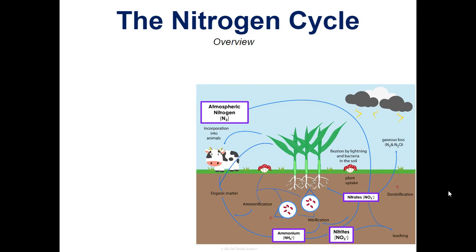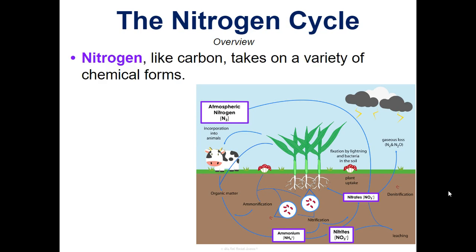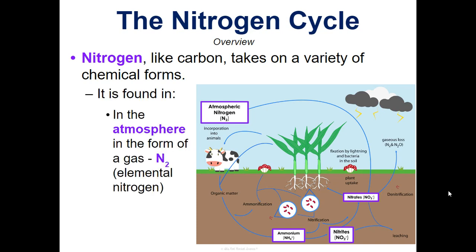So, kind of similar to our carbon cycle in how, as it cycles through living things and non living things, it potentially changes forms, nitrogen also does this. So it can take on a variety of different chemical forms. And the activity that we're going to do tomorrow, you're going to get a chance to see all the different types of forms.